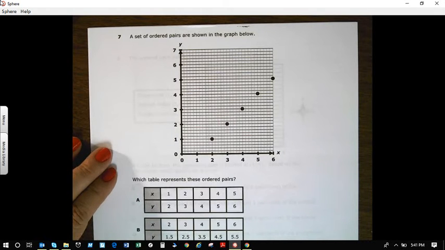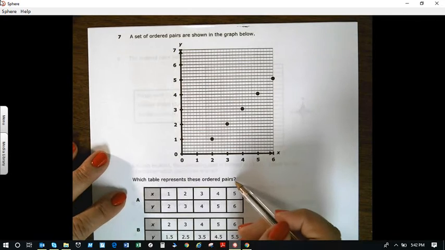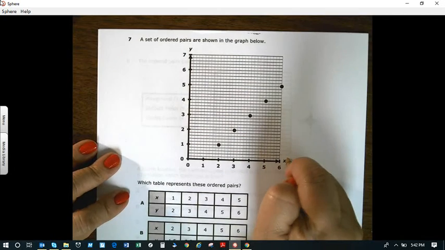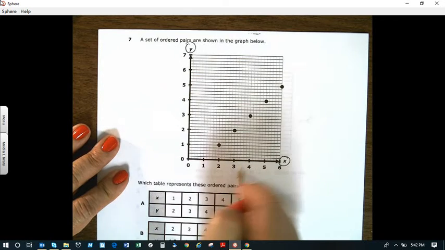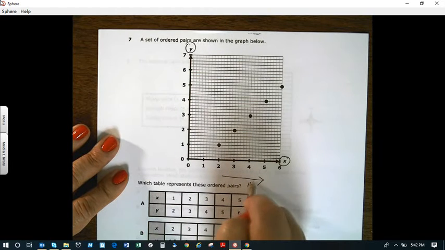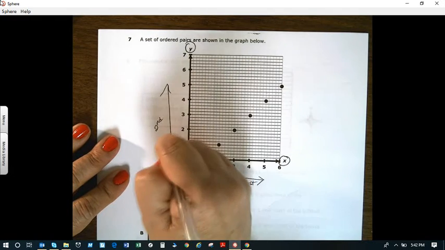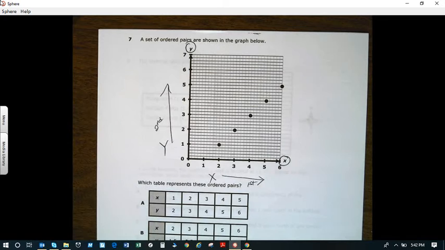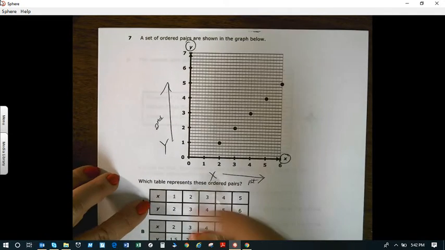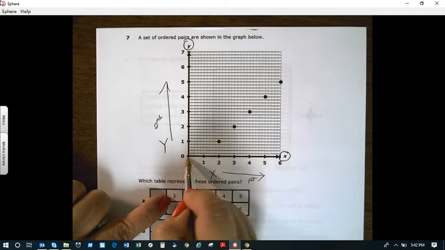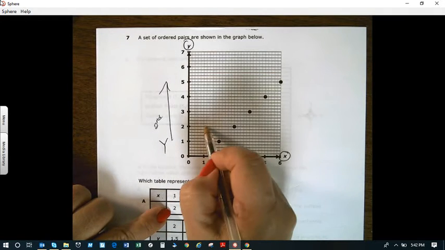A set of ordered pairs are shown in the graph below. Which table represents these ordered pairs? All right, so if you're that kid that has to circle your X and your Y so that you know you walk across, or that you have to put this first, and then this second, so you know what to do, or if you're needing X and then Y, so you know what needs to be done, mark it the way you're going to remember. Okay, so which table represents the ordered pairs? I'm going to my X. I need to walk across 1, 2. What's here?